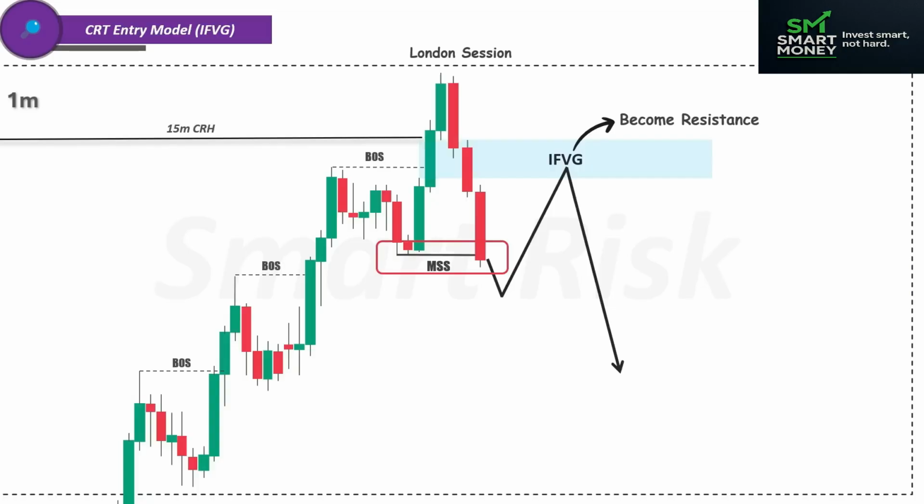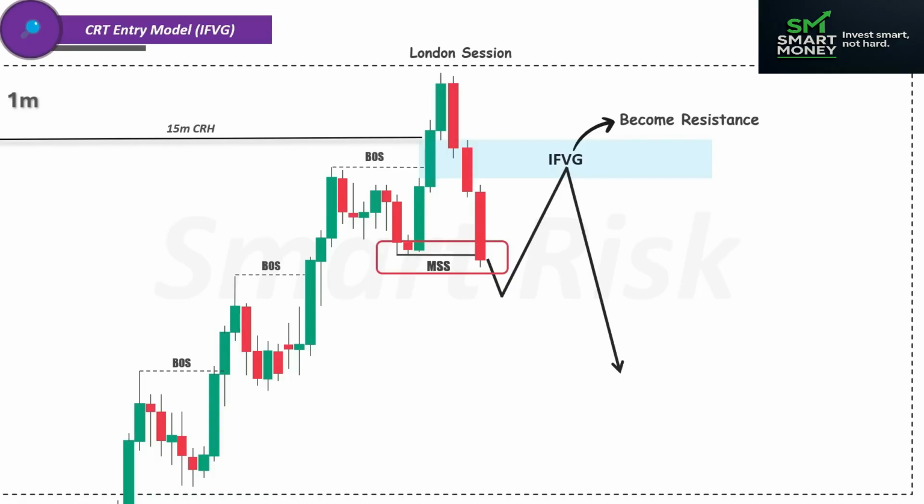But before we get into them, keep in mind that you can always add extra confluences, such as a V-shaped recovery or a change in the state of delivery. That said, extra confirmation can be a double-edged sword. It may improve reliability, but it can also cause you to miss the trade if the market moves fast. Now here's exactly how I place the entry.